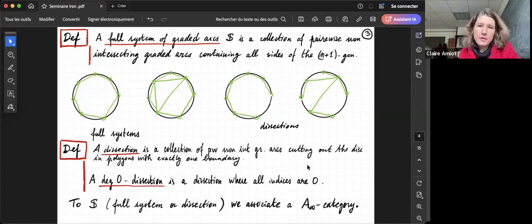Okay, so now we have these definitions, and to such a collection of graded arcs, we will associate an A infinity category. Before telling you how to do that, I want to go back and tell you a bit about A infinity categories. Of course I have no time to explain the full theory of A infinity categories in this seminar, but I will give you just a few ideas of what it is, if you don't know.